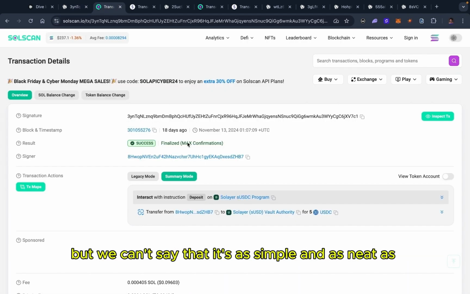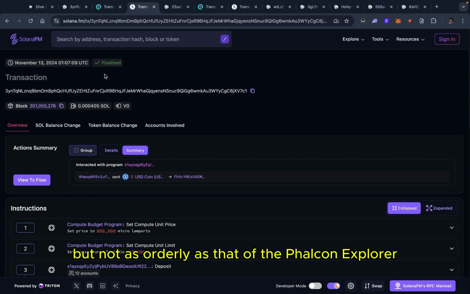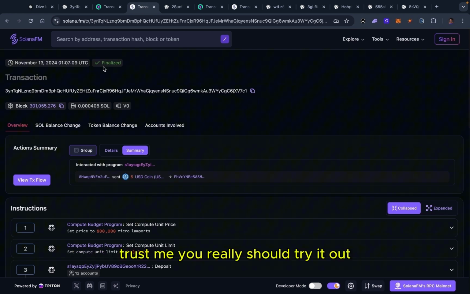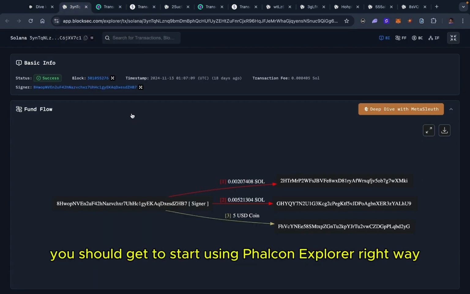It's the same thing here, but we can't say that it's as simple and as neat as the Phalcon Explorer. And then SolanaFM, it's also the same here, but not as orderly as that of the Phalcon Explorer. Trust me, you really should try it out. As a trader, a security researcher, or a developer, you should get started using Phalcon Explorer right away.